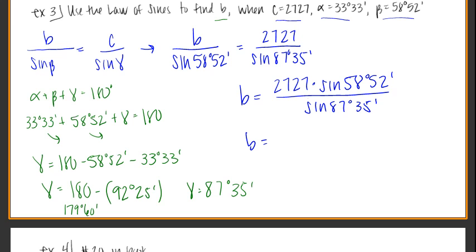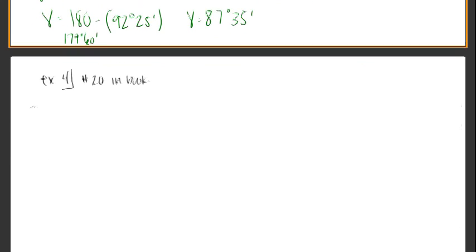Okay. With this, I get b to be 2,336.29, and we'll just round to those four significant digits. So box that up, and that looks pretty good. Since the other side was 2727, this looks pretty good. All right, on to some word problems.